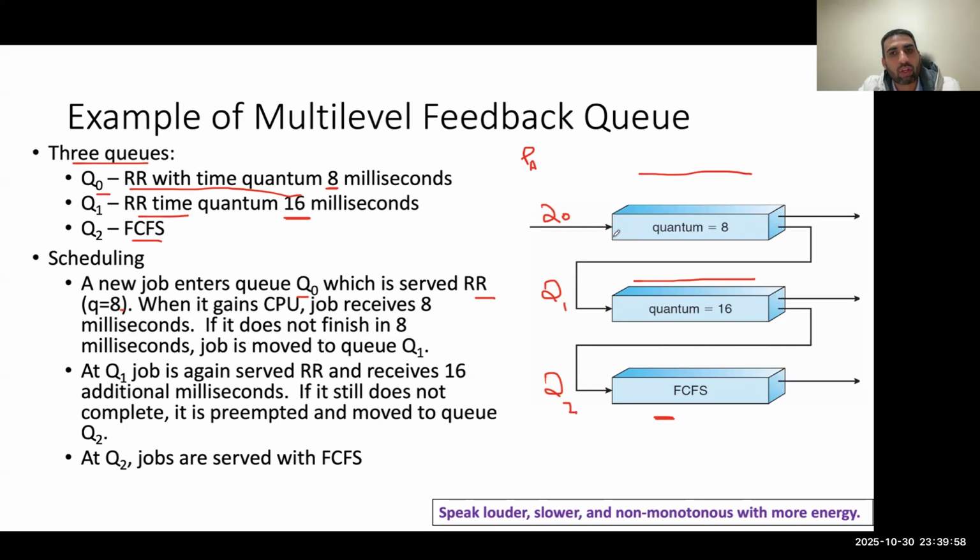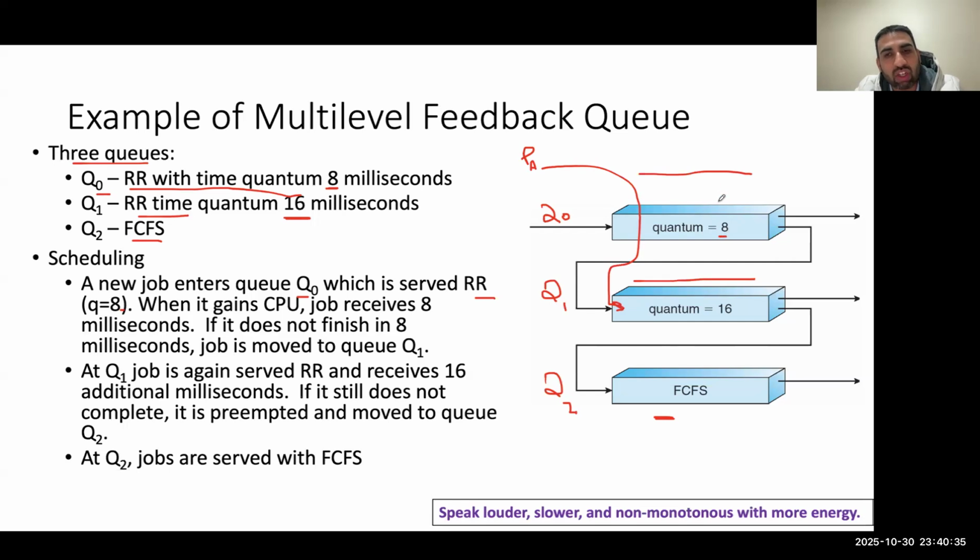Now we don't know what the CPU burst of process A is, like how long it takes to complete its execution. We don't know. If it completes its execution in one quantum of 8 units, fine. But if not, it means that its execution time is greater than 8 time units. So we will move it into Q1, which means lower priority. We will change the priority. So PA will move from Q0 to Q1, right? Because it was not able to complete in 8 time units.